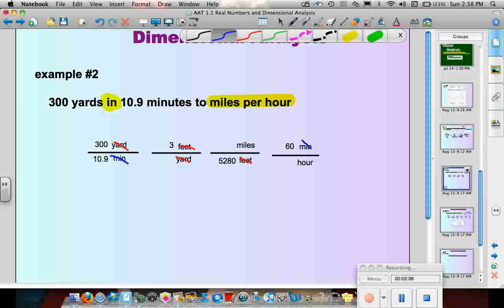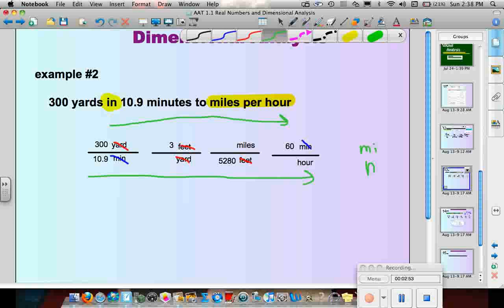If I look straight across here, I'm going to end up with miles, because there's nothing else up there, and I just have to multiply all those numbers together. And if I look straight across here, there should only be one unit if you did it right, and this is hour. So I'm going to end up with some sort of fraction in miles per hour. So I have my units perfect. I just need to get my multiplying out.